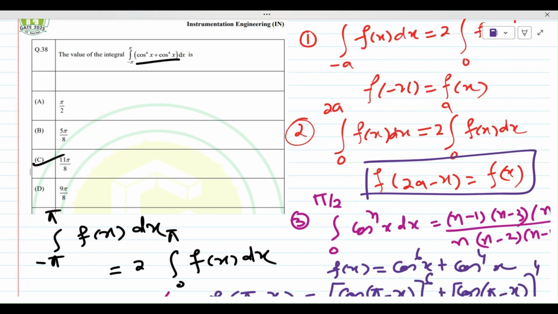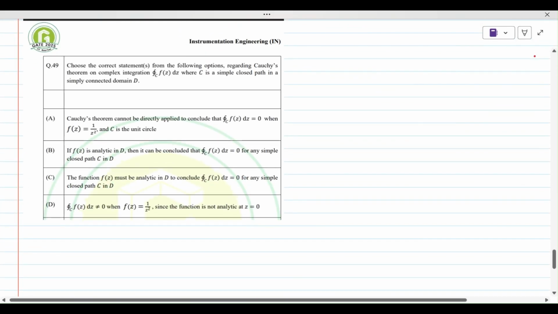Now in the second question, choose the correct statements from the following options regarding Cauchy's theorem on complex integration, where C is a simple closed path in a simply connected domain D. So we have to choose the correct option by using Cauchy's theorem. And what is Cauchy's theorem? If f of z is analytic in a simply connected domain D and C is a simple closed curve in D, then the integral of f of z is 0.